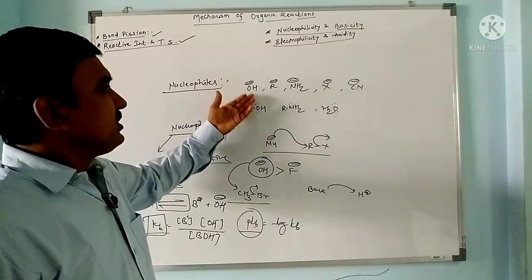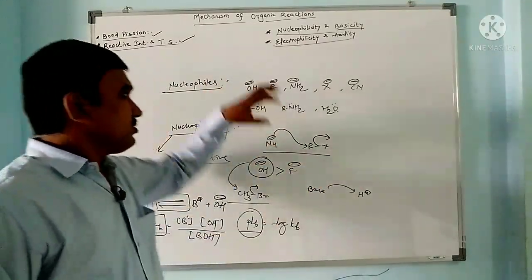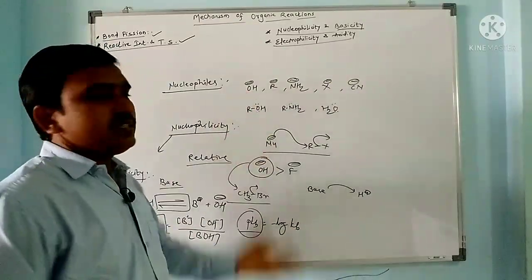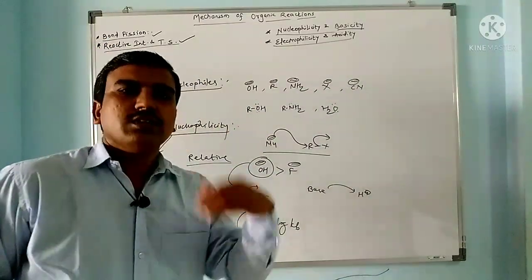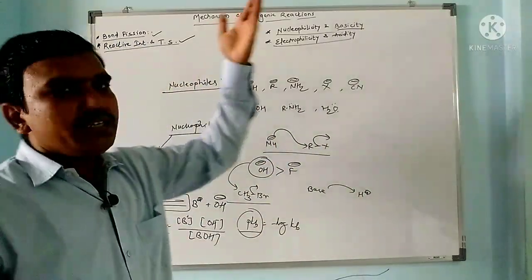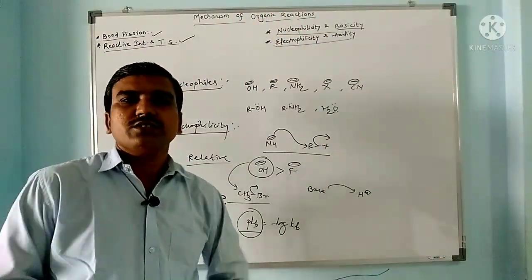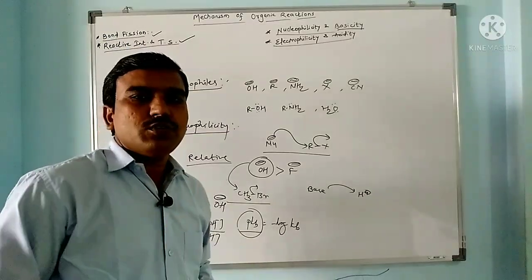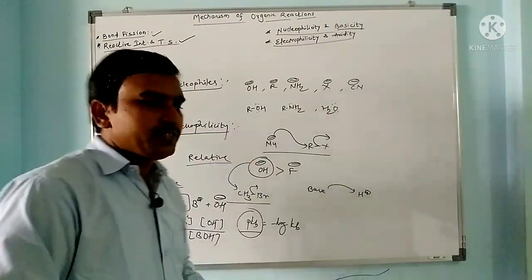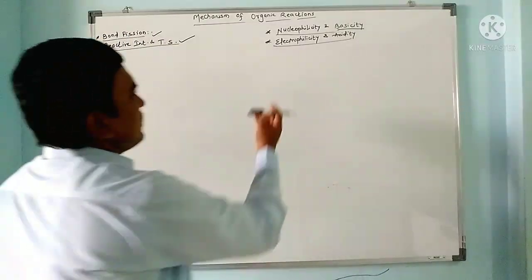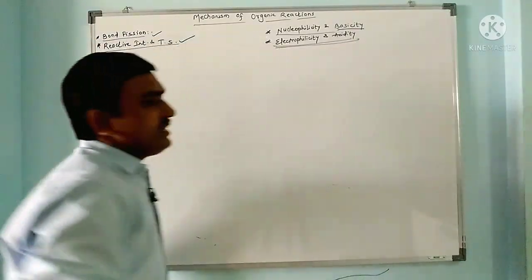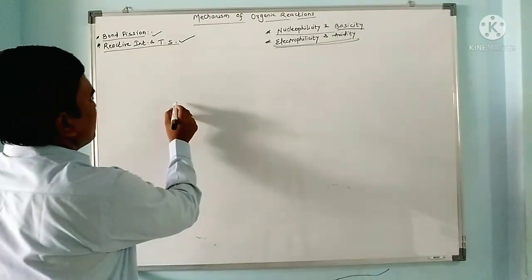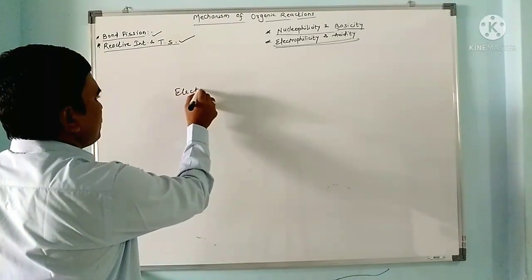Sometimes a nucleophile can act as a base. Sometimes the OH minus ion can accept a proton, and sometimes it can attack an electron deficient species. It depends on the reaction conditions whether it has to accept a proton or attack the electron deficient species. The next terms are electrophilicity and acidity. What is electrophilicity? Before that we must know electrophiles.